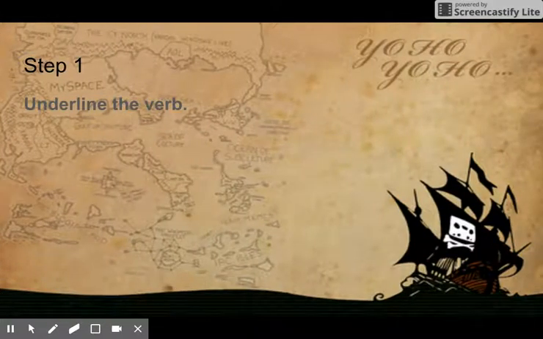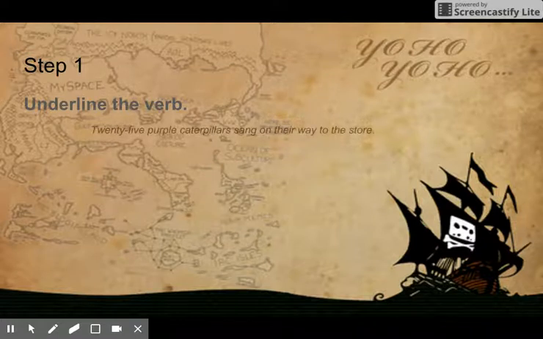When looking at a sentence, it is important to follow through the Grammar Pirate steps. You don't know the Grammar Pirate steps? That's all right. I'm going to start telling you. Step 1, underline the verb. Let's take a look at our example sentence and begin our work on it.